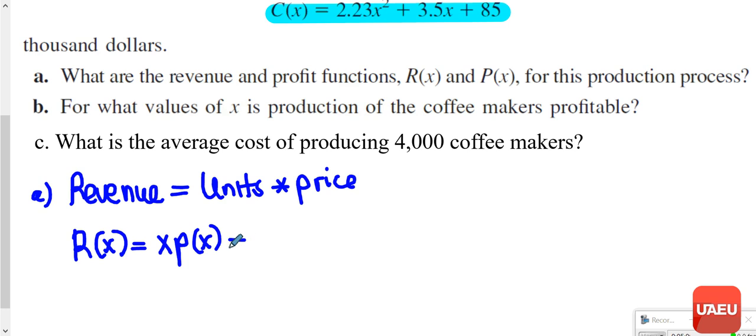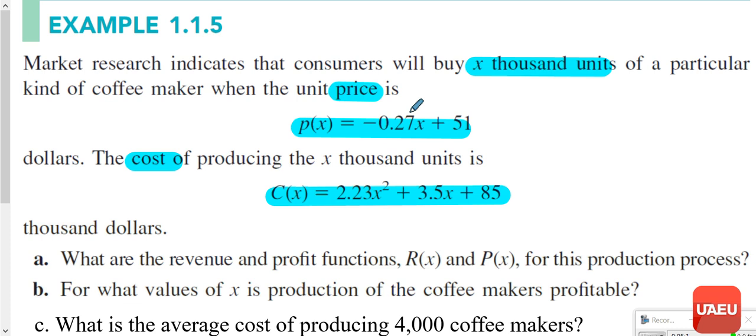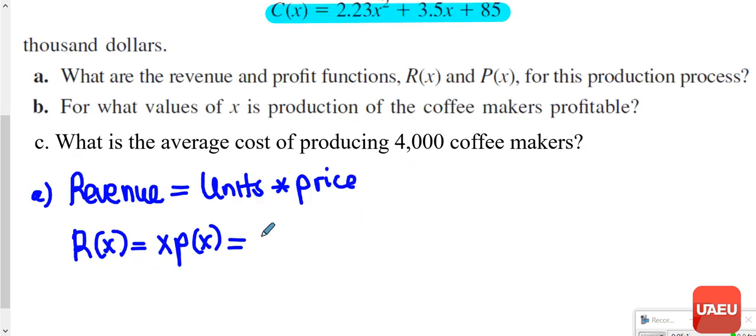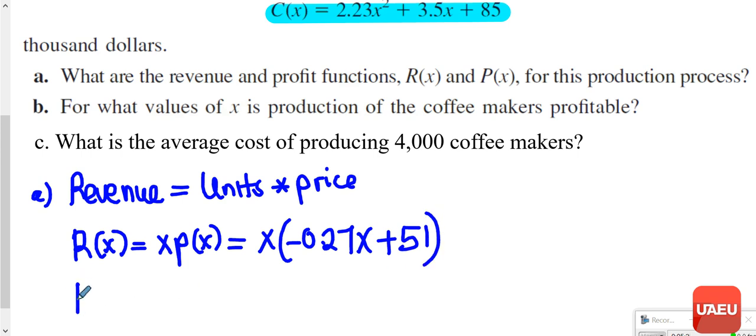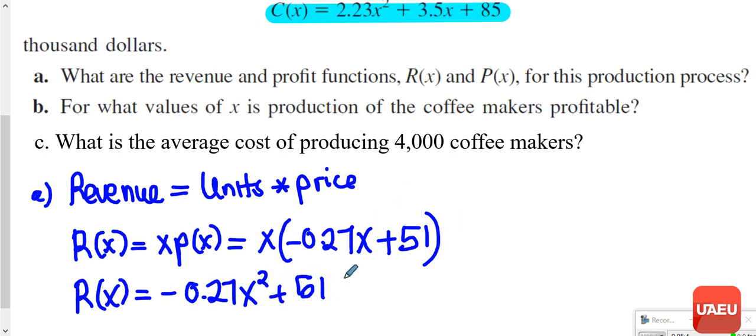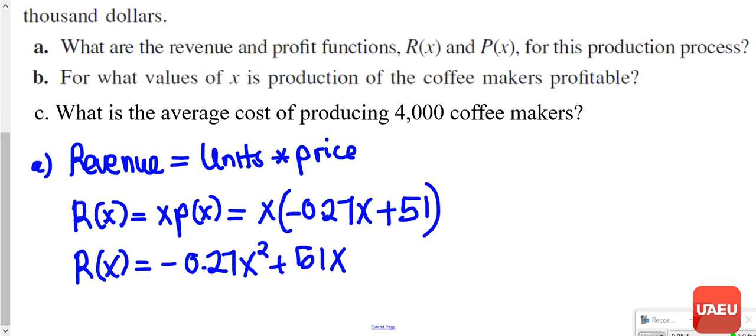Okay, obviously we want to know what this is exactly. So what we're going to do is let's copy. P of X is negative 0.27X plus 51. There. So as a result, what are we saying here? R of X, if you so choose to open the bracket, is negative 0.27X, because we multiply each of them, squared plus 51X. Okay, that is the revenue.